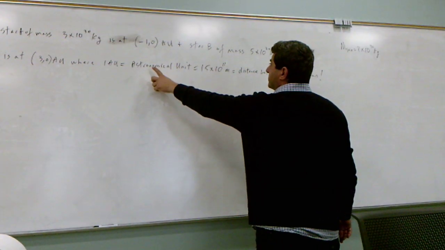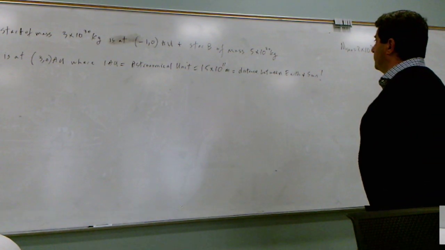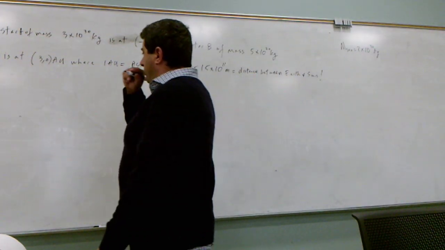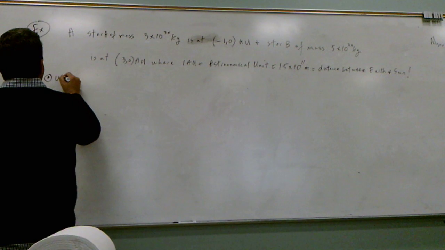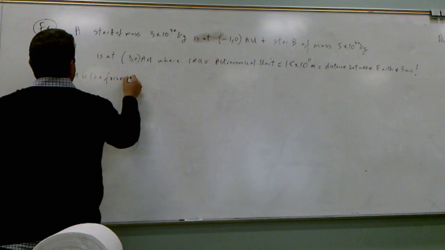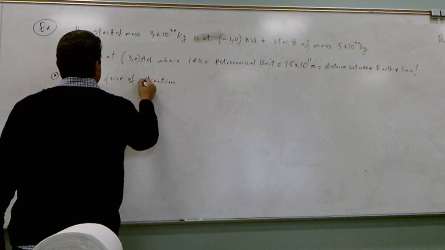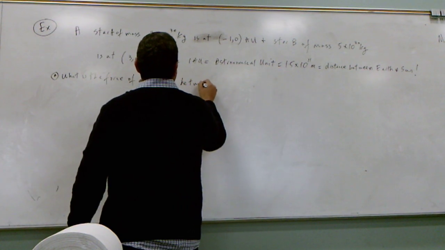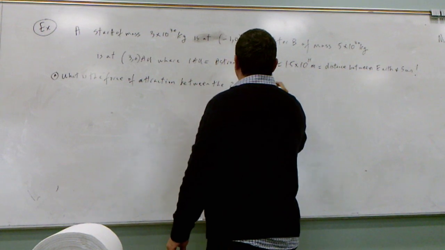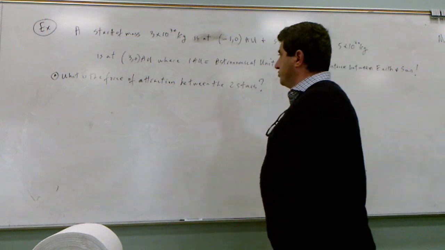And 1 AU is called the astronomical unit. It's 1.5 times 10 to the 11th meters, which is the average distance between the Earth and the Sun. Okay, so then we can ask, what is the force of attraction between the two stars? That's one question we can ask, a basic one. What is the force of attraction between the two stars?